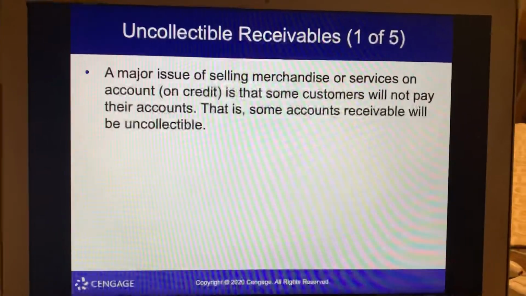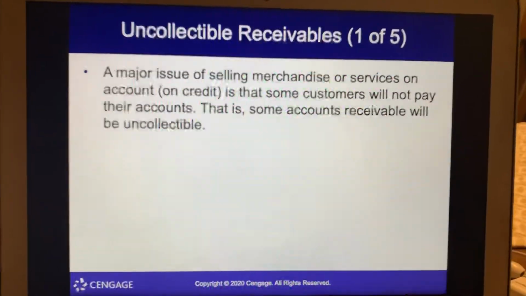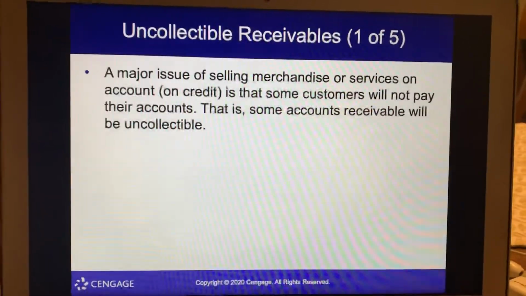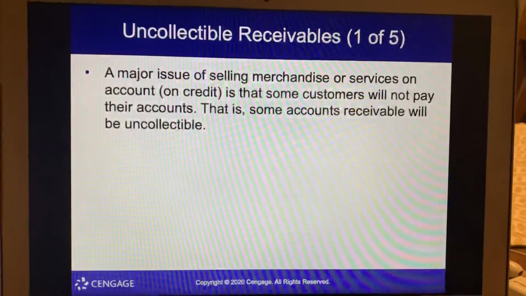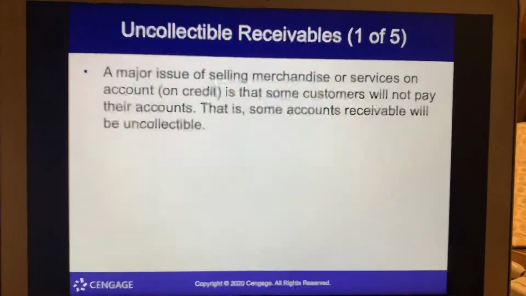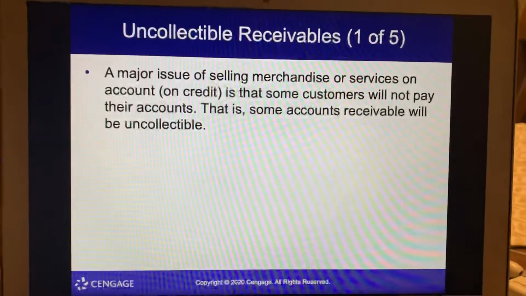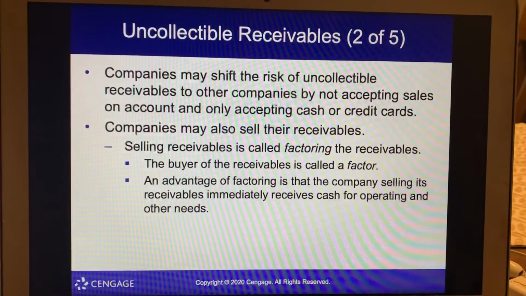Uncollectible receivables are a major issue of selling merchandise or services on account, in that some customers will not pay their accounts. That is, some accounts receivable will be uncollectible. Companies may shift the risk of uncollectible receivables to other companies by not accepting sales on account and only accepting cash or credit cards. Companies may also sell their receivables.